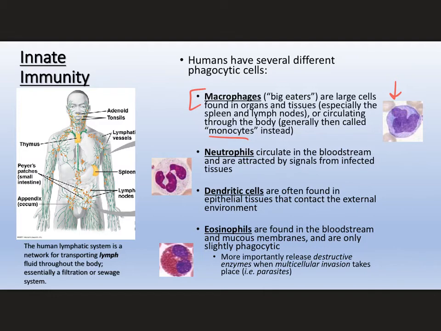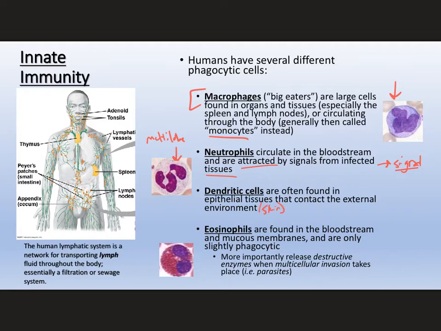Then we have things called neutrophils. That's what's pictured here. They have this unique multi-lobed nucleus. These circulate in your bloodstream and will randomly pick up invaders, but they'll also be brought in huge numbers if there is an infection in the tissue. If there's an infection in the tissue, it releases some sort of signal, and that signal brings more neutrophils to the site. You've got something called a dendritic cell, which I don't have a picture of, that are found just under your skin.